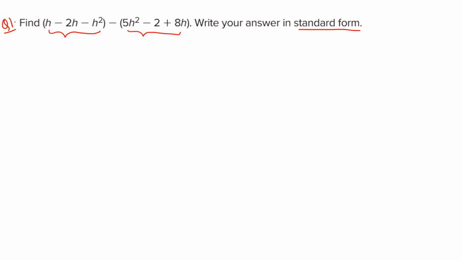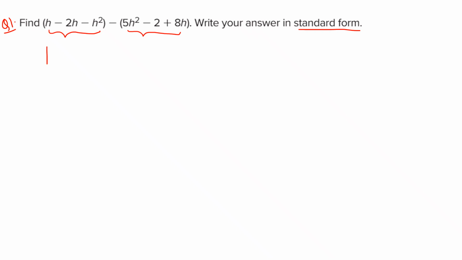So let me remind you, standard form for a polynomial is given in order of the decreasing power. So you are going to put the highest degree or the highest power term first, then slowly keep on reducing till you reach the constant or the number. Okay, now let's start with the subtraction.